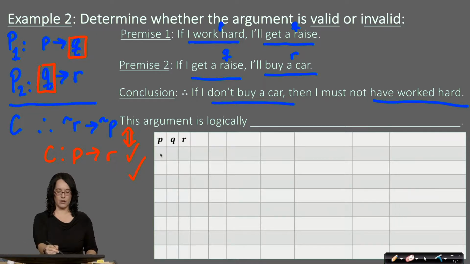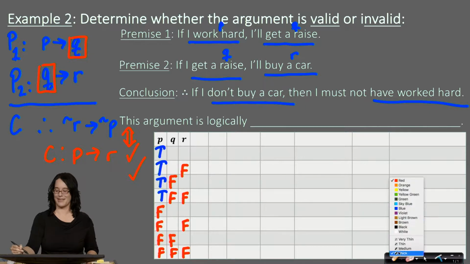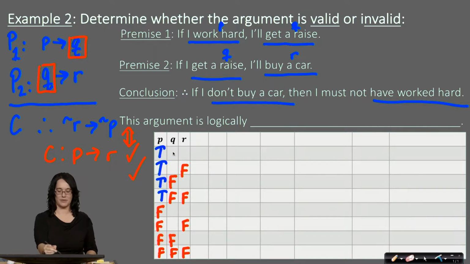For the P column, half true, half false. True, true, true, true, followed by 4 falsehoods. False, false, false, false. For the Q column, true, true, false, false, true, true, false, false. And for the R column, true, false, true, false, true, false, true, false. I got a little lazy with my pen here. Let me catch up with you. True, true, false, false, true, true, false, false, and then R is true, false, true, false, true, false, true, false.